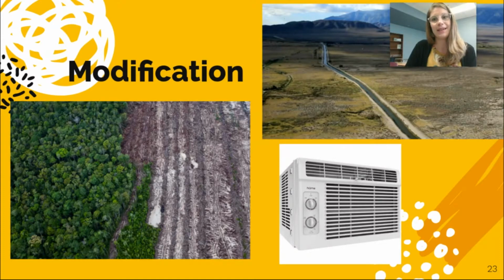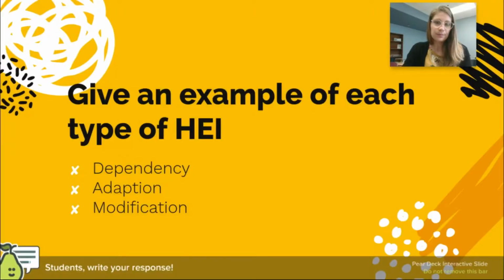And modification, how do we change the environment? This is things such as deforestation or mountaintop removal or clearing land to build suburbs or cities or towns or using air conditioners when it's too hot. Things like that help us modify our environment and make it more sustainable for us to live. So give an example of each type of human environment interaction: dependency, adaptation, and modification. Jump back over to your Pear Deck and answer these questions.